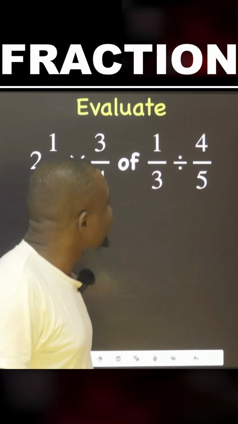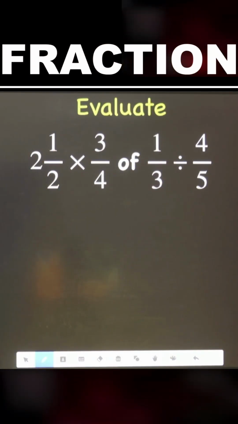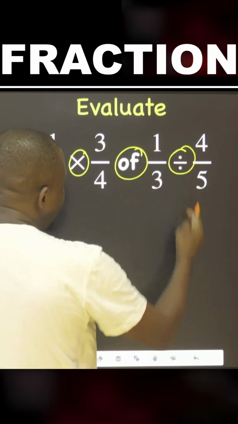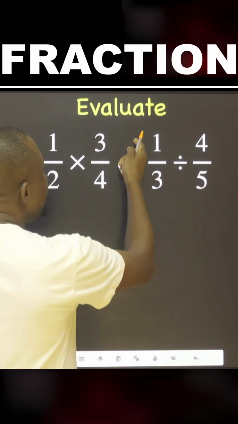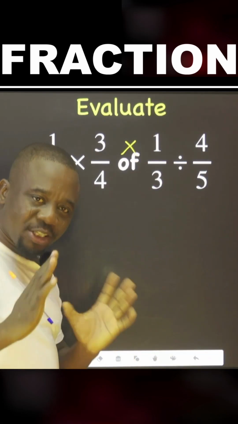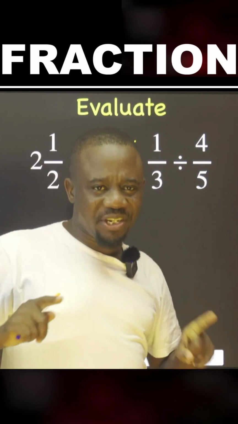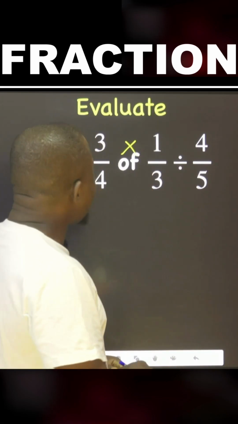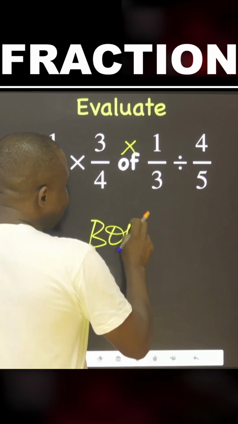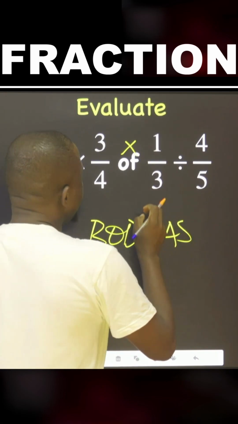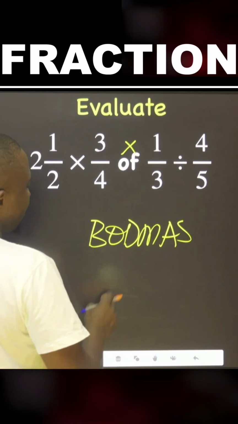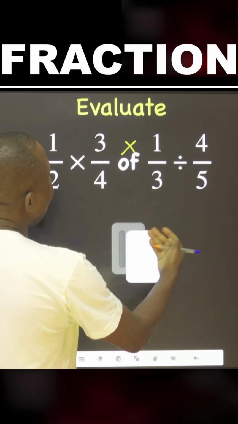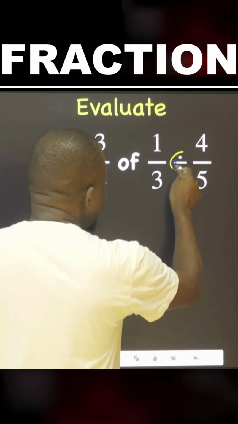Let's look at this. As you can see in this place, we have multiply, of, and division. This "of" means times. It means the battle is between times and division. Okay? How do we do with this? You use BODMAS. Times and division: division comes before multiplication. Okay? It means here we are going to deal with this before anything.